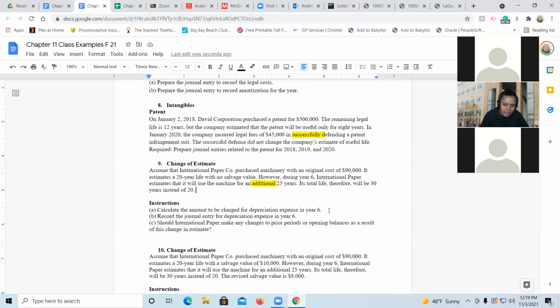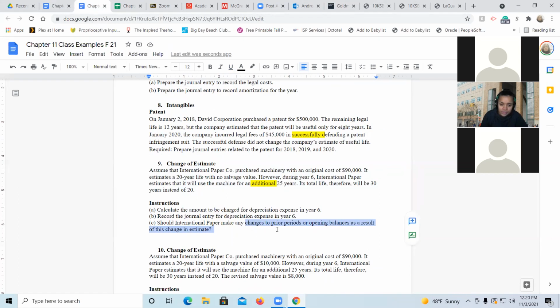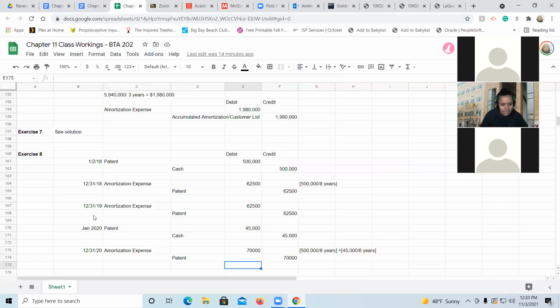So it asks you to calculate the amount of depreciation expense to be charged in year 6. It asks for the journal entry for year 6, which is obviously dependent on the depreciation charge. And then it's asking you, should you make any changes to prior periods or opening balances as a result of the change in estimate? And for this question, you go right back here and you see that a change in estimate is prospective, which means it's only the current and future periods that we have to change. So for this question, we already know that the answer is no. You don't have to change prior periods, you don't have to change opening balances, but we'll take it one step at a time. So let's start with part A.